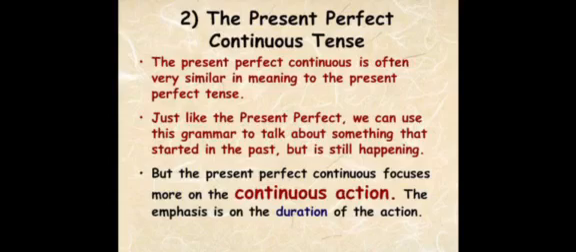So present perfect continuous is often very similar in meaning to the present perfect tense. Just like the present perfect, we can use this grammar to talk about something that started in the past but is still happening in the present moment. But the present perfect continuous focuses more on the continuous action. The emphasis is on the duration of the action.